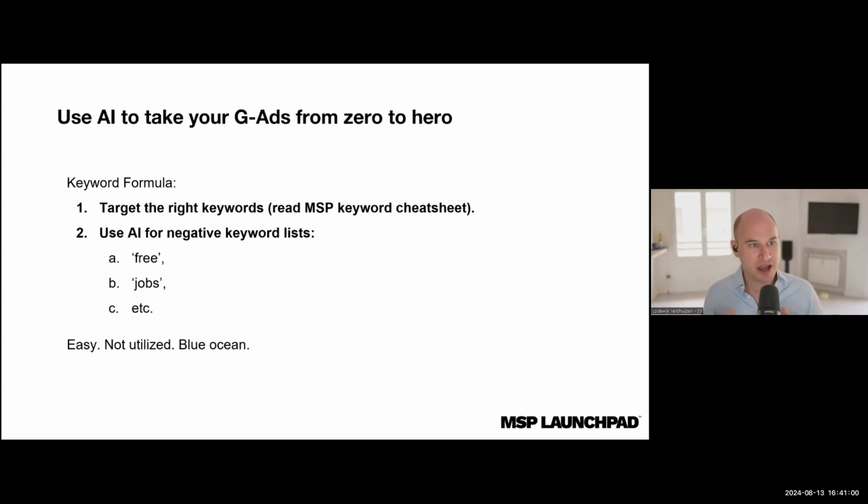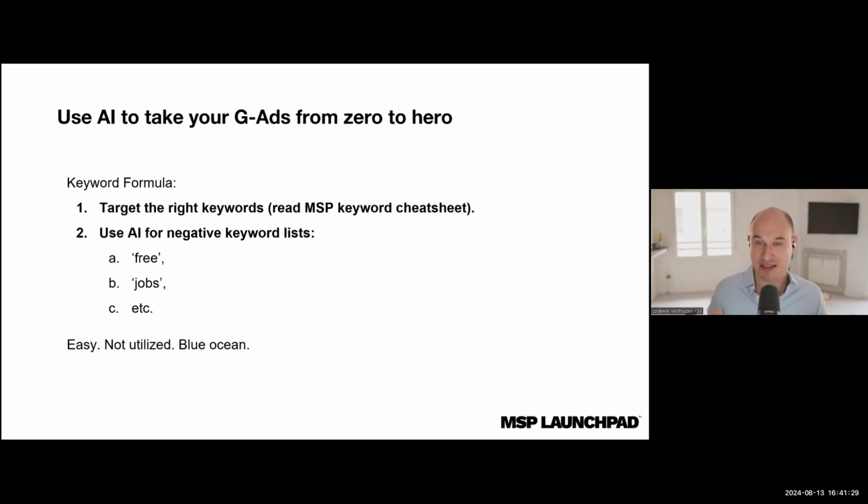So how do you do that, right? AI is so massive, right? In the past, developing these assets literally cost hundreds of thousands of dollars. And ChatGPT is huge now at helping with it, absolutely huge. So that MSP keyword cheat sheet that I promised I would give to you later, you use that to pick the right keywords. And then you use AI to build what is a negative keyword list.